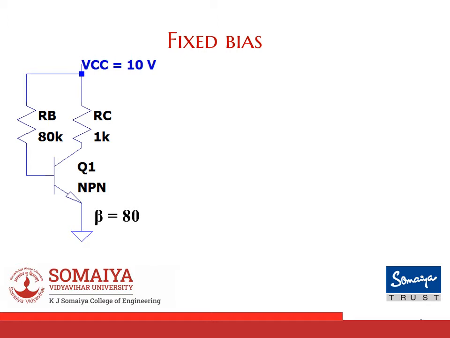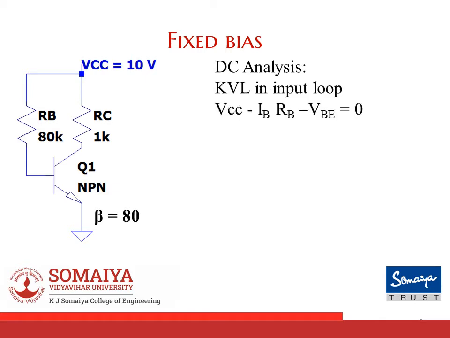First, we'll be applying KVL in the input loop. When I apply KVL in the input loop, I get an expression which is VCC minus IB RB minus VBE equals 0. This helps me to find out the value of IB if I already know the value of VCC and VBE. You will assume VBE to be around 0.6 or 0.7 because the input junction is already forward biased.